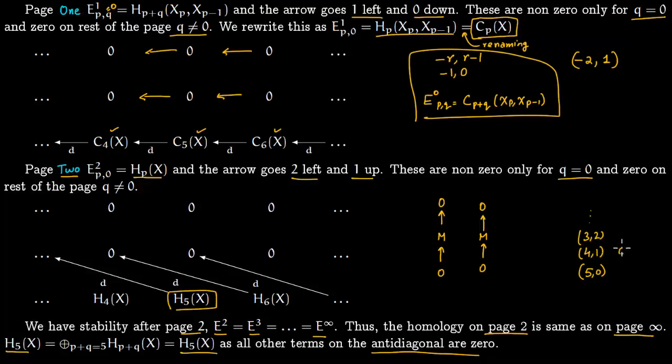For index 4, 1 you still have 0 because the only non-zero terms lie in the 0th row. In the first row you can see everything is 0, so 4, 1 would be 0. In the second row everything is 0, so 3, 2 would be 0. So the only non-zero element is right here, and that is the homology of the space. So page 2 collapses. So the secret sauce is that every time you take this differential, you get a chain complex on the next page, and we expect it to stabilize very soon.